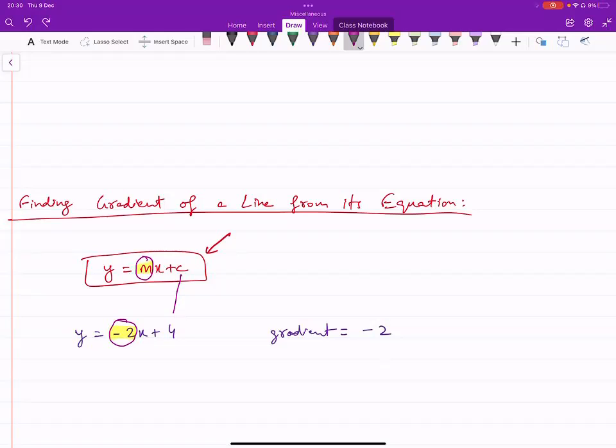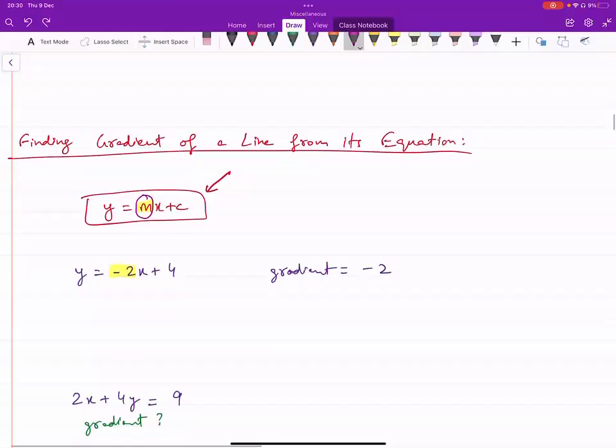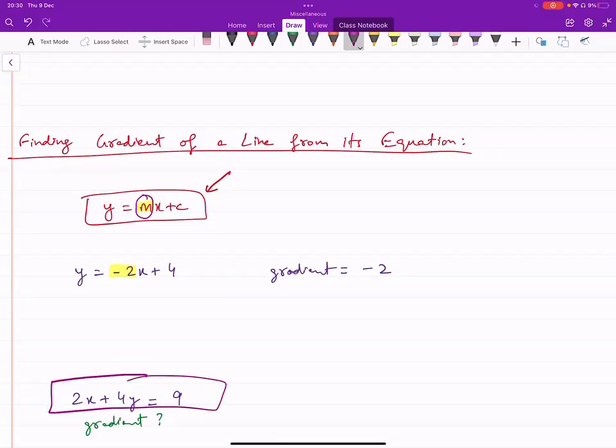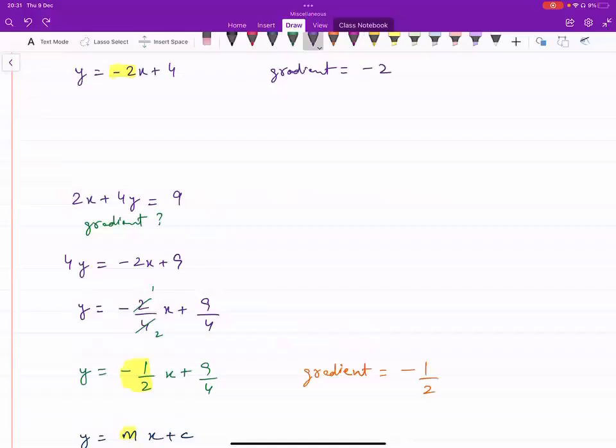Now, in this case, we had the equation exactly in the form that we required it to be in. But it's not going to be the case always. For example, you could have an equation like this, 2x plus 4y equals 9, and you want to find the gradient of this line. How do you find the gradient of this line now? आपको क्या करना पड़ेगा? You'll first have to convert it to standard form. y equals mx plus c वाली form में इसको पहले convert करना पड़ेगा. You will need y as the subject there. You need to make y the subject.